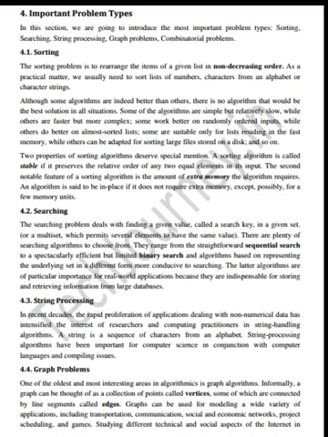Some are suitable only for lists residing in the fast memory, while others can be adapted for sorting large files stored on a disk, and so on. Two properties of sorting algorithms deserve special mention. A sorting algorithm is called stable if it preserves the relative order of any two equal elements in its input. The second notable feature of a sorting algorithm is the amount of extra memory the algorithm requires. An algorithm is said to be in place if it does not require extra memory except possibly for a few memory units. Now let us see searching.